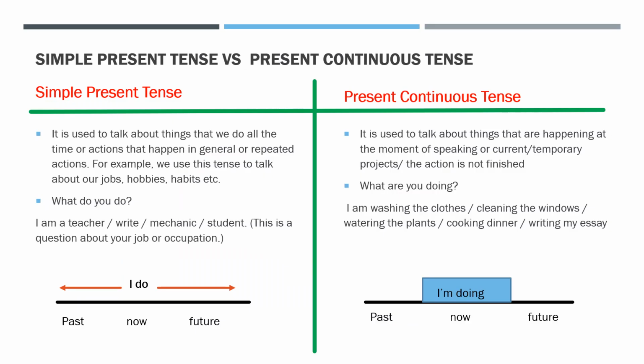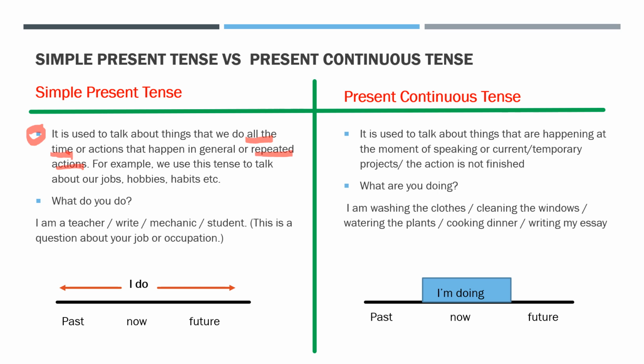Okay, let us look at what simple present tense is and what present continuous tense is. Simple present tense, as we can see here, is used to talk about things that we do all the time. That is the keyword. All the time, and actions that happen in general, or repeated actions. These are the keywords that we need to understand when we are talking about simple present tense. For example, we use this tense to talk about our jobs, hobbies, habits, etc.